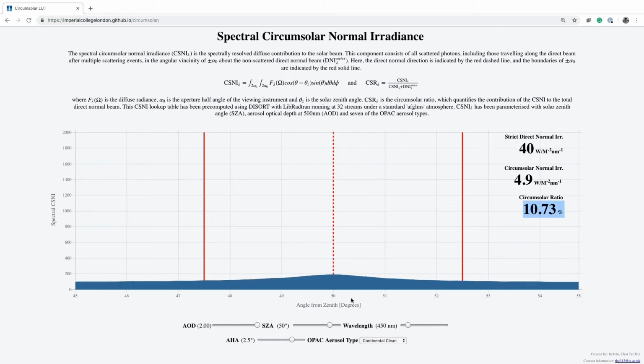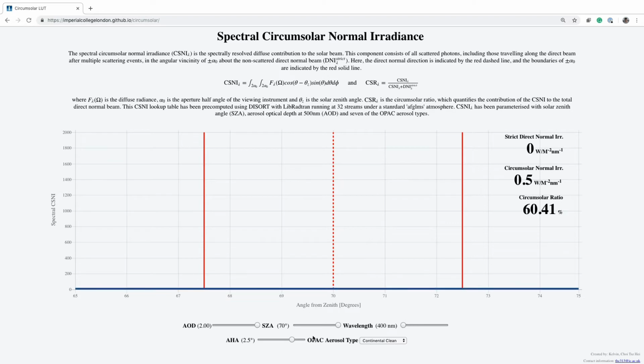Just to show you the largest number you can get, let's increase the solar zenith angle, go to the shortest wavelength, and do desert dust, right? In this case, we're talking about almost a 50% contribution. If we don't account for the circumsolar factor, there can be a 50% underestimation, albeit this is a relatively extreme case. Typically, it's about a couple percent contribution, depending on the wavelength you're looking at. Okay, so that is the circumsolar factor. In practice, the calculation is quite computationally expensive, so we have a lookup table.